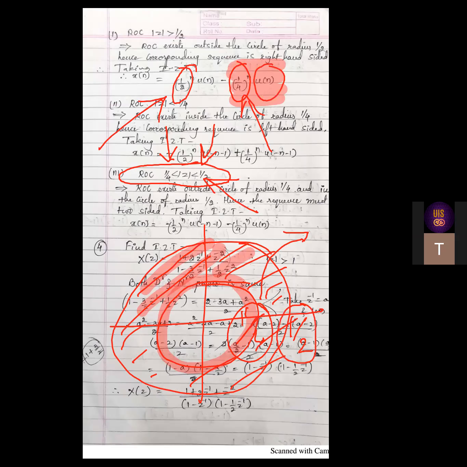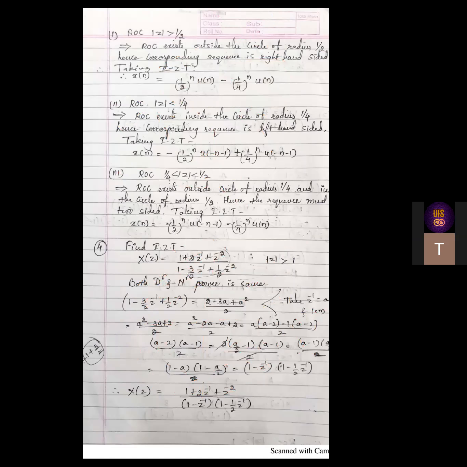So for this second part of your x of z, which has 1 by 2 raised to n, you should not use u of n. Instead of u of n, you should use minus u of minus n minus 1. Remember, this is one of the properties of ROCs we have already listed. According to that property, if the ROC is like this, in between, then the sequence is a two-sided sequence, two concentric circles, and in between the shaded part will come.